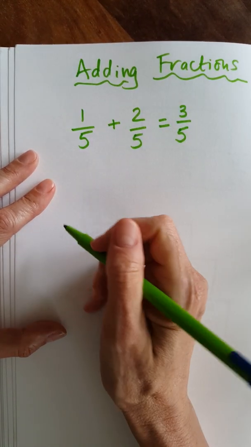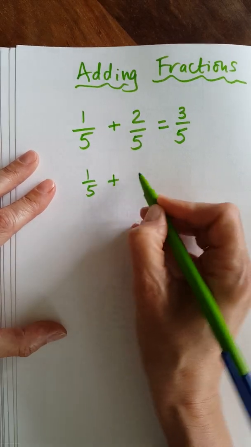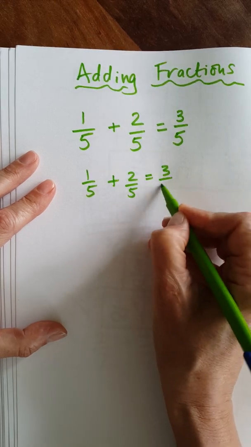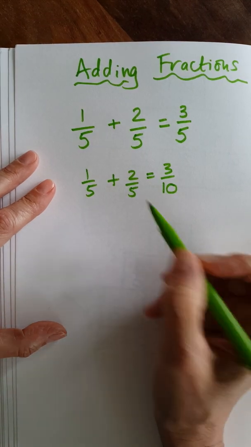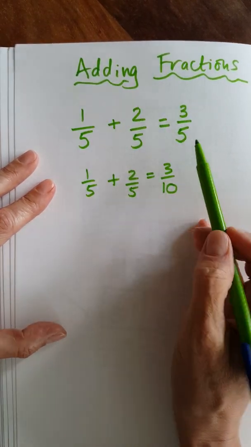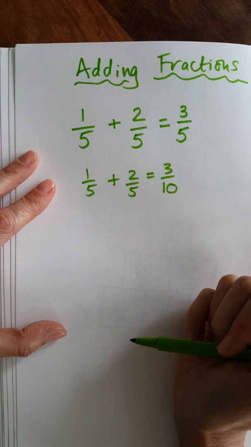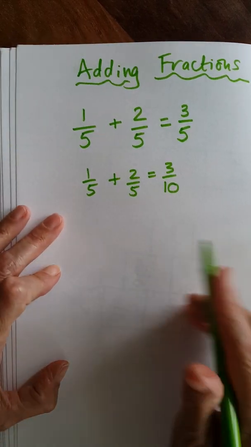The common mistake that people make is they say 1/5 add 2/5 equals 3/10. So they add the 1 and the 2 and then they add the 5 and the 5. But because we're adding fifths, we want our answer to be in fifths, because tenths are completely different to fifths. If you remember that, it's very simple. So let's have a look at another one.